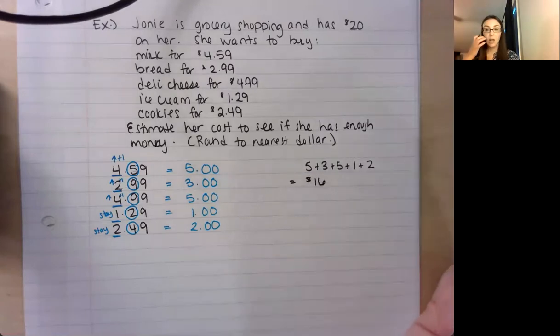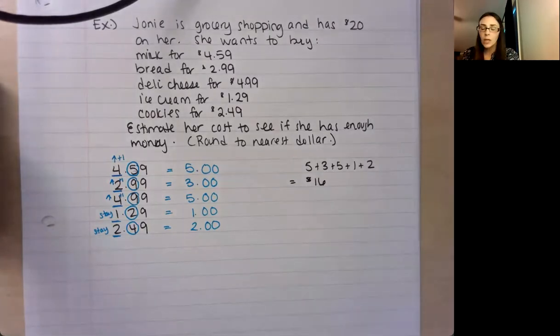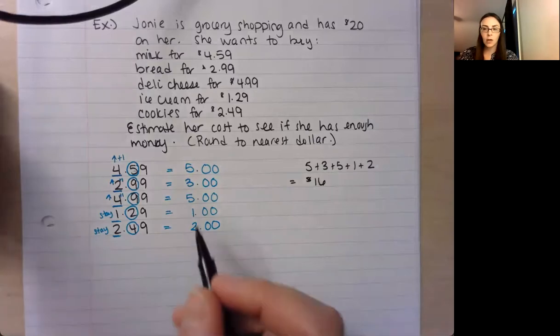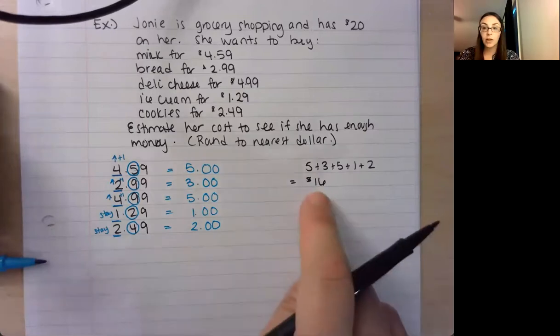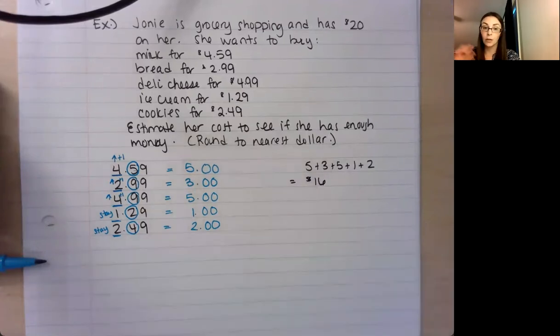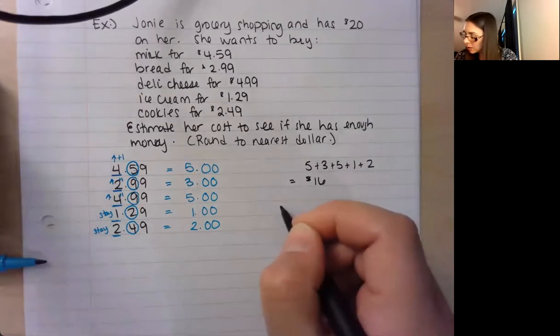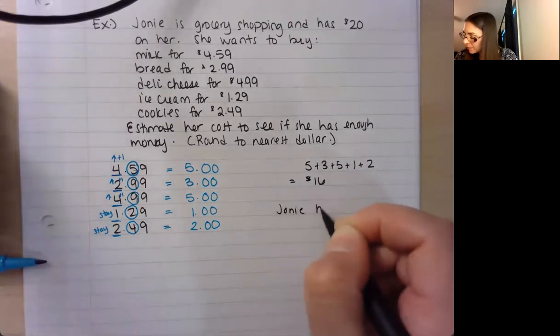Now, $16 is below the 20, and it's significantly below. So obviously, if you're rounding, there could be some discrepancy, right? Because you're giving approximate values, you're giving estimates here. But $16 is pretty far below $20. So I would feel really comfortable going to that register with a $20 bill in my hand and not worrying that I'm over the limit. So it does seem that Joni has enough money.